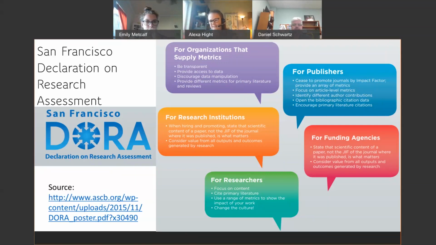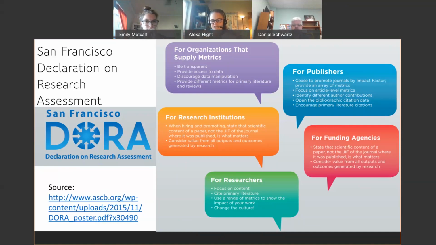And then funding agencies. I mentioned before, grant funders might look at the JIF, and the DORA group really wants grant funders to get away from that. And again, they want to value all outputs and outcomes generated by research. So this could include data sets. It could include negative results or inconclusive results. Just because something positive doesn't come out of a research study doesn't mean that nothing came out of it. And that's still important to note.